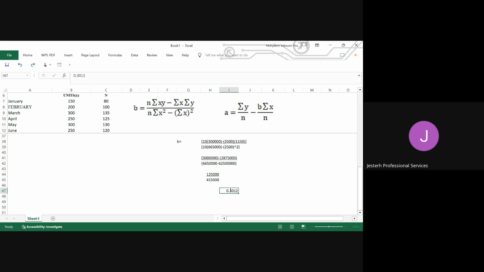Now this is our B. This is our variable cost per unit. All right, so now these are the variable costs per unit.